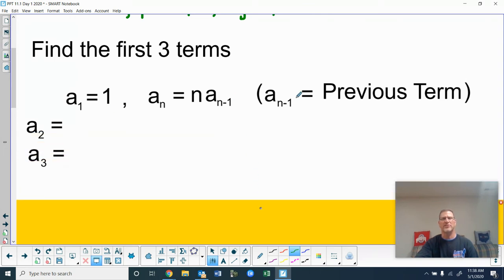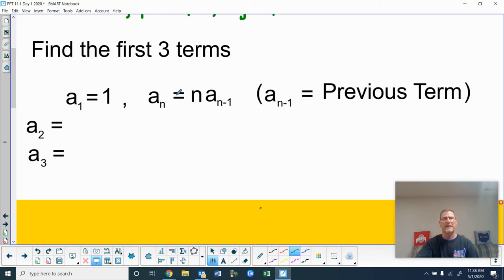It says find the first 3 terms. They always will give you the first term. So actually, you only have to find 2 answers when you get this type of problem. They always give you the first term, and you're going to use that to find the second term. And then once you get the second term, you're going to use that to find the third term. So here's our rule.